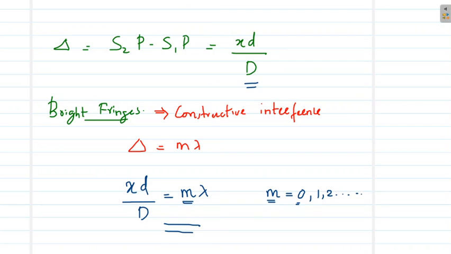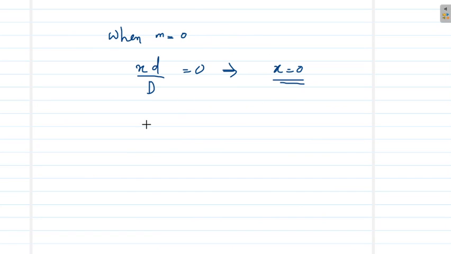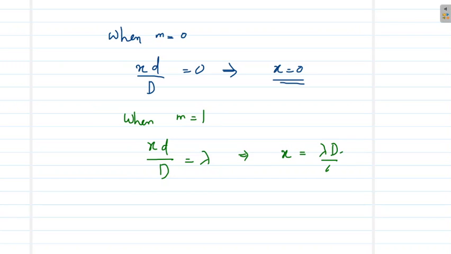After that, the next bright fringe will be obtained at the position you get by substituting m equal to 1. That corresponds to xd by D equal to lambda, which means x is equal to lambda D by d. At this point, you will have the next bright band, which is the first order bright fringe of the Young's interference. Then the point that you get by substituting m equal to 2 is the second order bright fringe.